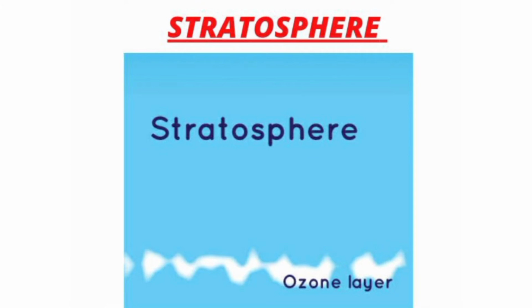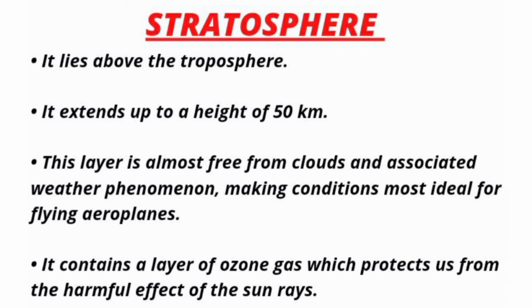Now, we will discuss stratosphere. It lies above the troposphere. It extends up to the height of 50 km. This layer is almost free from clouds and associated weather phenomena, making conditions most ideal for flying airplanes. It contains a layer of ozone gas, which protects us from the harmful effect of sun rays.